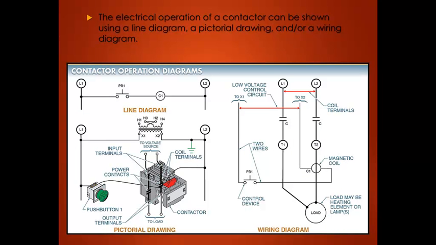The electrical operation of a contactor can be shown using a line diagram, pictorial drawing, and/or a wiring diagram. What you have to realize with Greenheck is that they have a combination of line diagrams and wiring diagrams. So I'm going to put these two together to see if I can help you understand this. When I push PB1 here in this line diagram, that energizes this coil. This is the low voltage side of the coil.